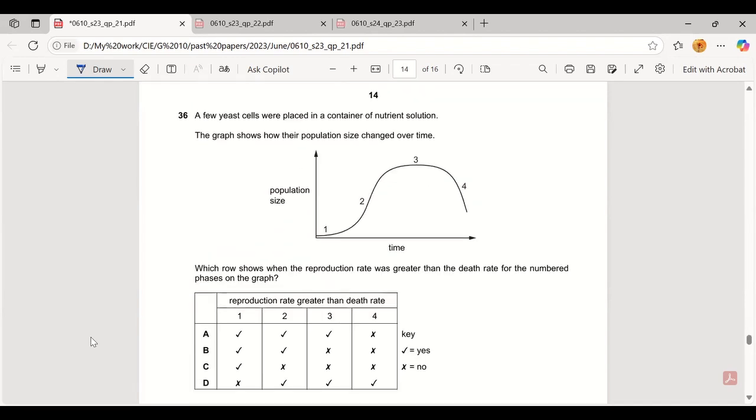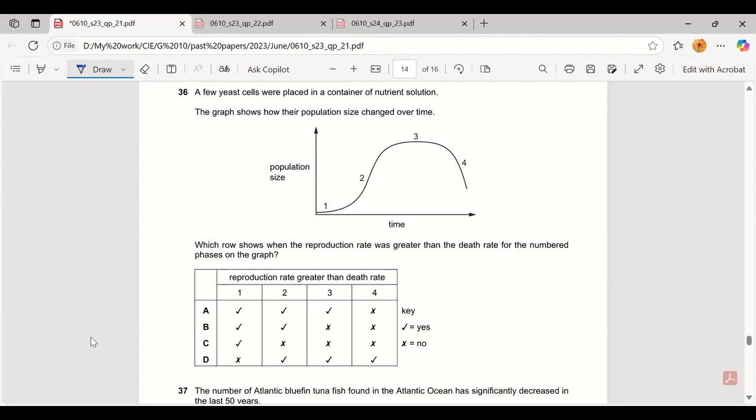A few yeast cells were placed in a container of nutrient solution. The graph shows how the population size changed over time. Which row shows when the reproduction rate was greater than the death rate for the numbered phases on the graph? Mariam. 1 and 2 only, B. B, yes.